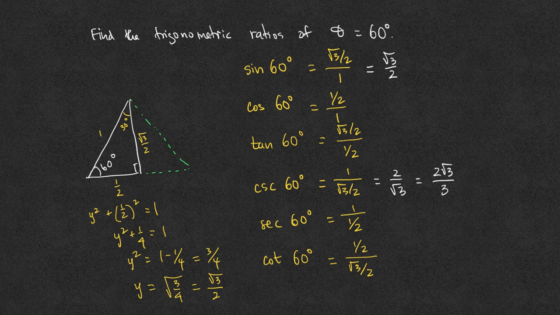For cosine of 60 degrees, 1/2 over 1 is simply 1/2, and so secant of 60 degrees is 2 over 1, or simply 2. For tangent of 60 degrees, the 2 in the denominator cancels out. We end up with root 3 over 1, or simply root 3. And for cotangent of 60 degrees, the reciprocal of tangent is 1 over root 3, which is 1 times root 3 over 3, or simply root 3/3.